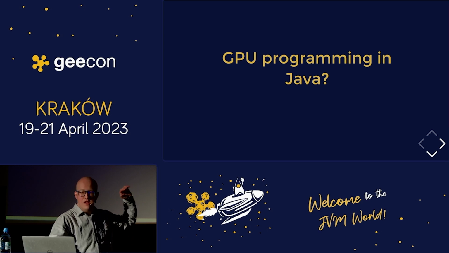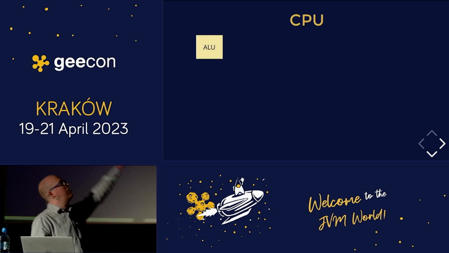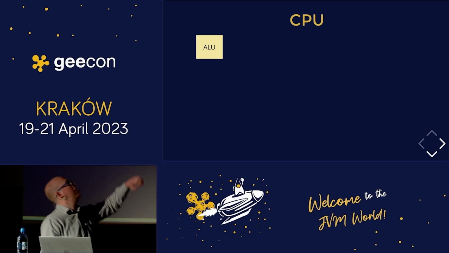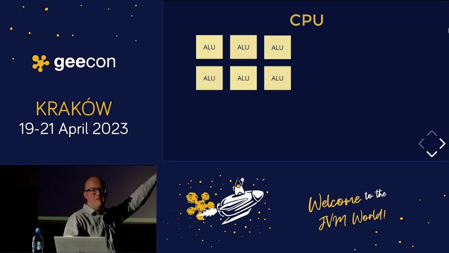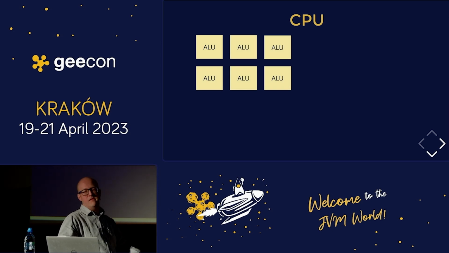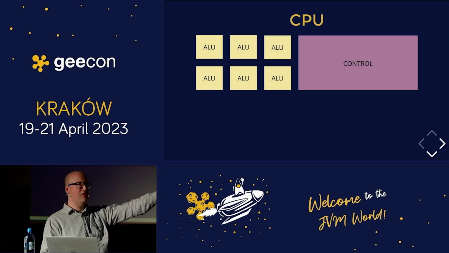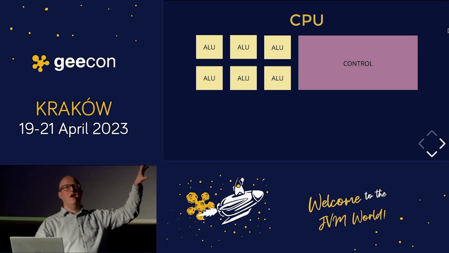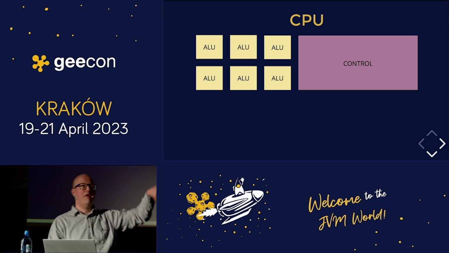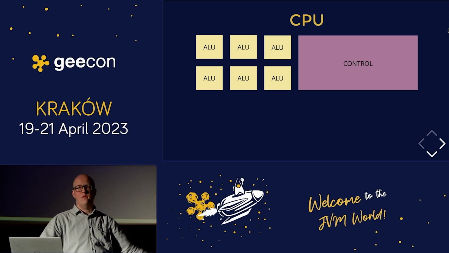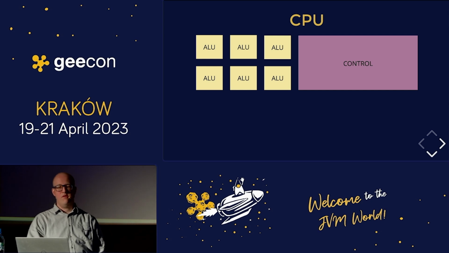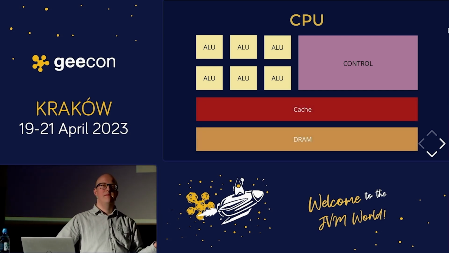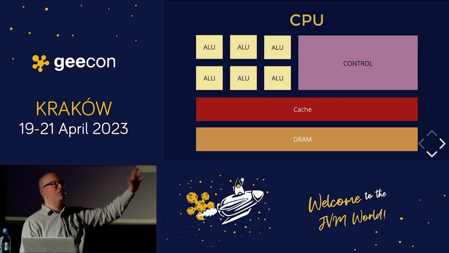Because let's compare those two things. CPU: Intel Pentium something, blah, blah, blah. One core, sometimes more. Here, six. A control unit, which is controlling the flow of the code, loading, input-output operations, interruptions, interaction with hardware, etc. A cache and a DRAM. This is a simple model of your machine.